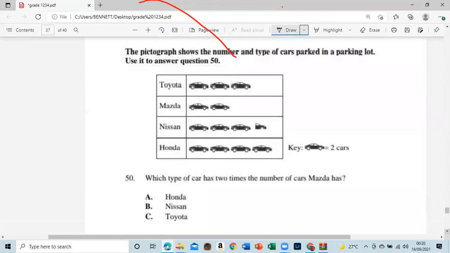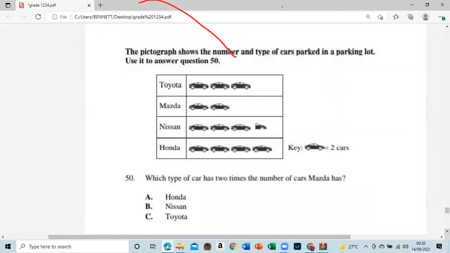The pictograph. I know what a pictograph is, right? Pictures used to represent whatever. Alright, the pictograph shows the number and types of cars parked in a parking lot. Use it to answer question 50. Toyota, Mazda, Nissan, Honda.